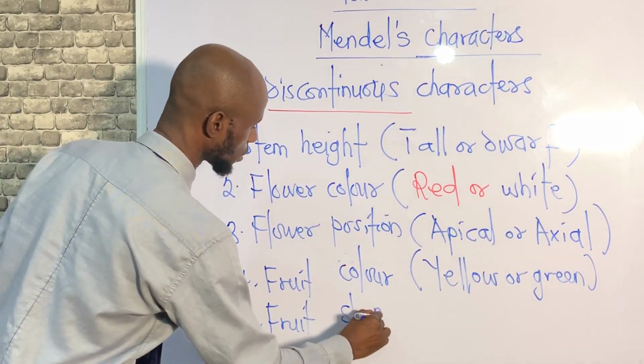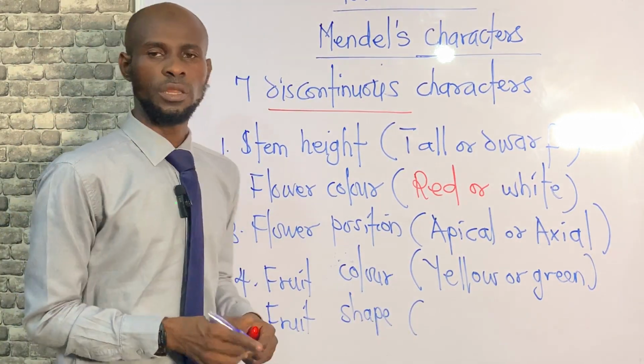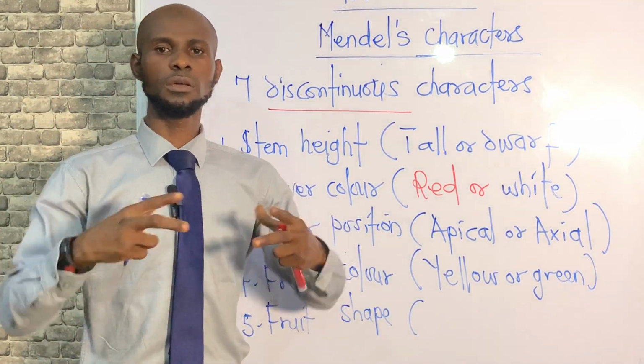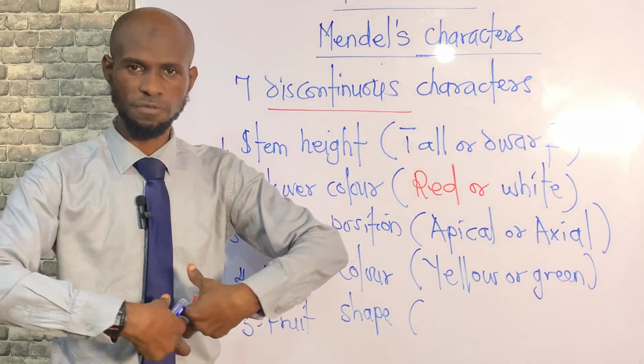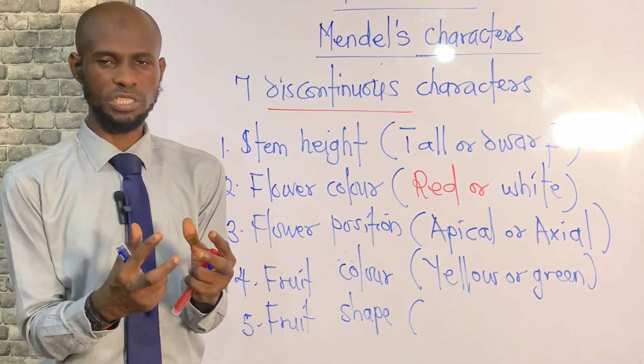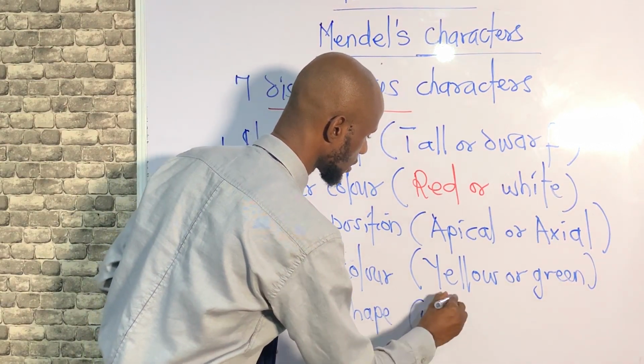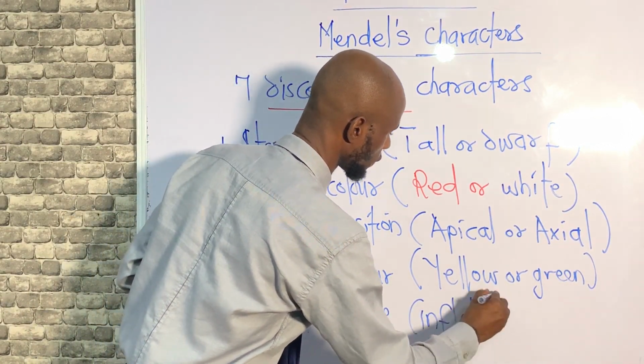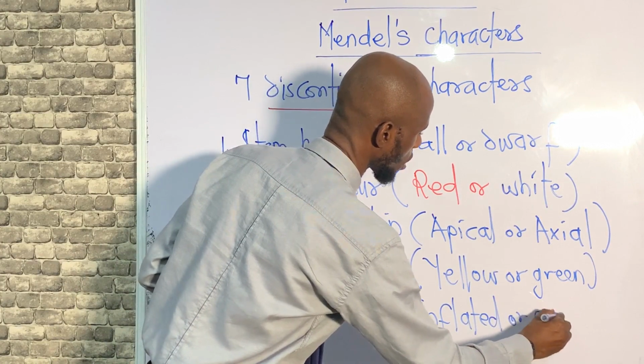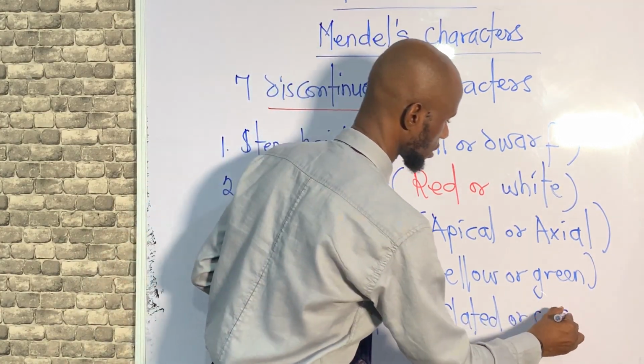Now the fifth is that we're going to use the fruit shape. The fruit shape can either be inflated, means it is fat, or constricted, means it is thin. So we say inflated or constricted.